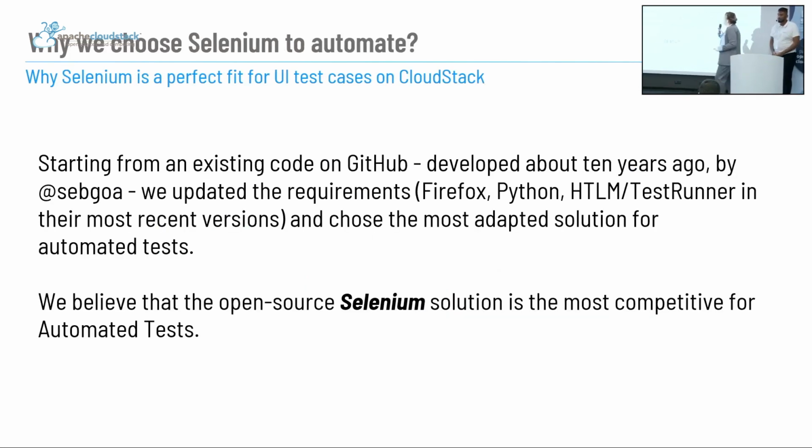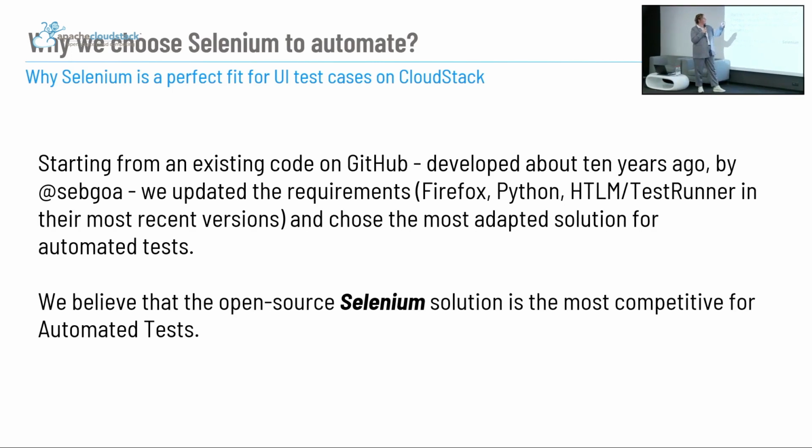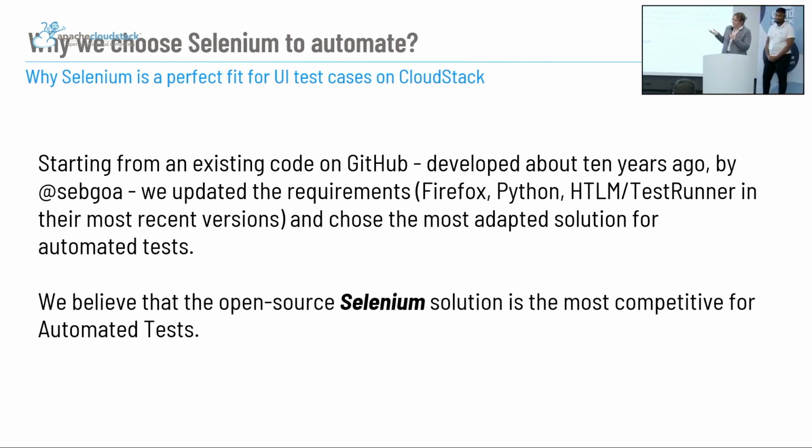So, why did we choose Selenium to automate? We start from an existing code in GitHub, developed about 10 years ago by Seb Goa. Does anybody know Seb Goa here? Yes, Sebastian, because I don't find his name. So we update the requirements, Firefox, Python, HTML, with their most recent versions, and we choose the most adapted solution for automated tests. We believe that the open source Selenium solution is the most competitive for automated tests. In fact, someone told me that.